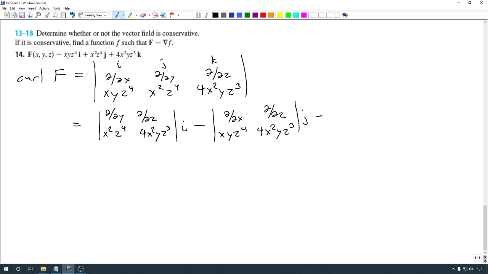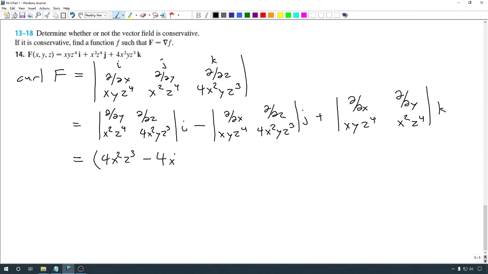Our j component. And we have our k component. We go ahead and go along the diagonal, so the derivative of this with respect to y is going to be 4x squared z cubed. Derivative of this with respect to z, we got to bring down that 4, so 4x squared z cubed. That's our i component.